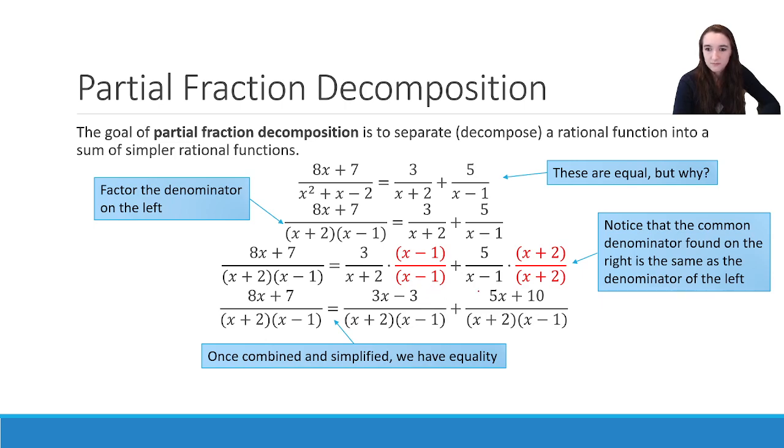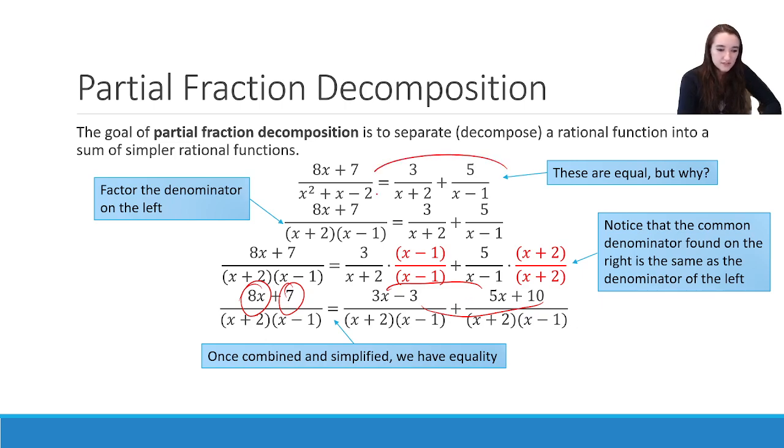So when I do that, I'm just going to leave the denominators in factored form, but the numerators become 3x − 3 + 5x + 10. When I actually add those together, 3 plus 5, that's going to be 8x. Negative 3 plus 10, that's 7. So indeed, these are equal to each other.